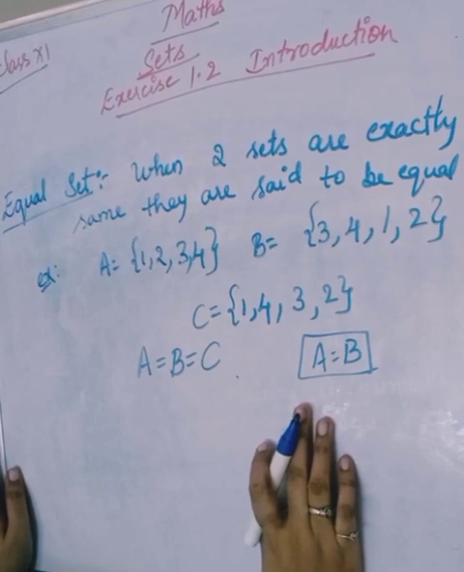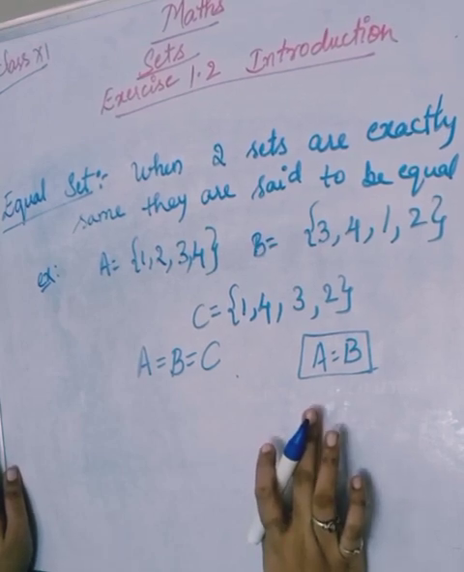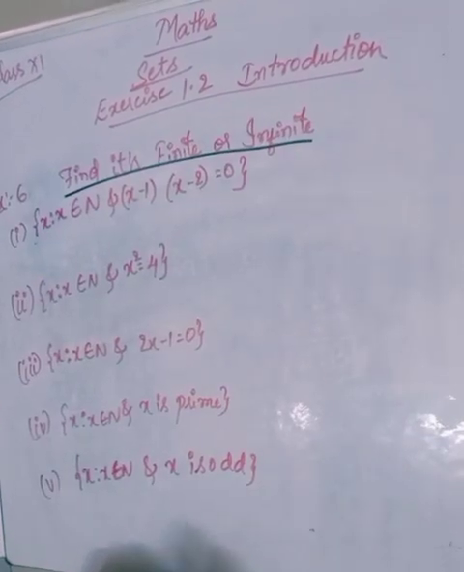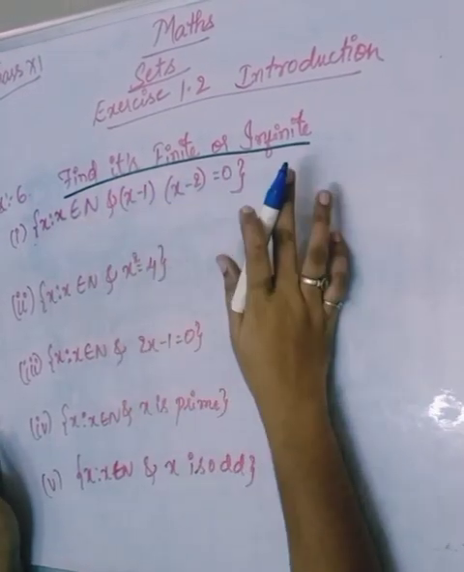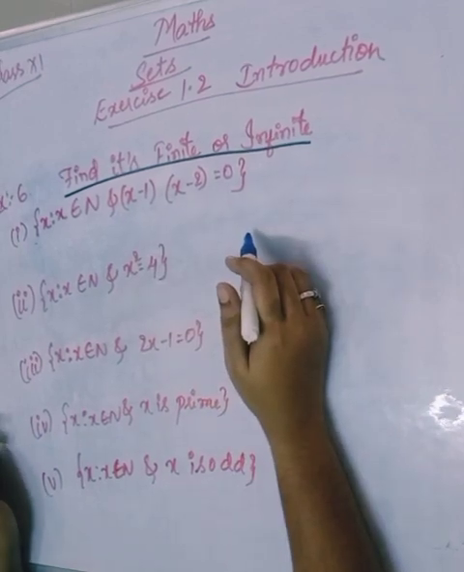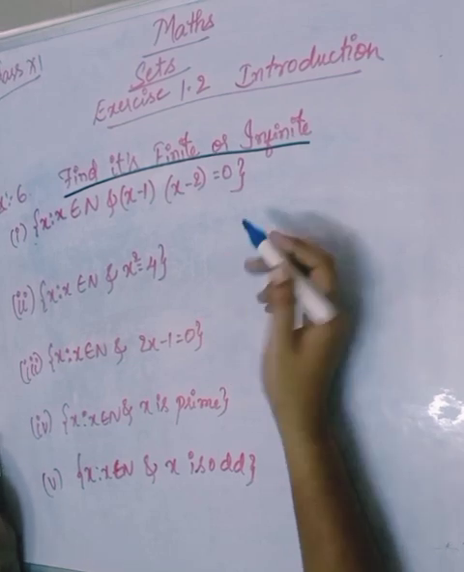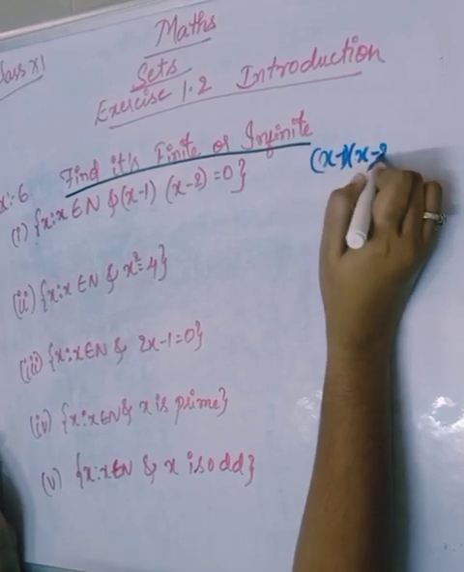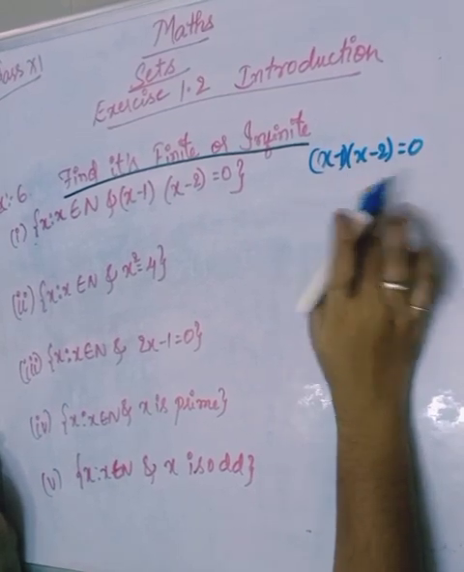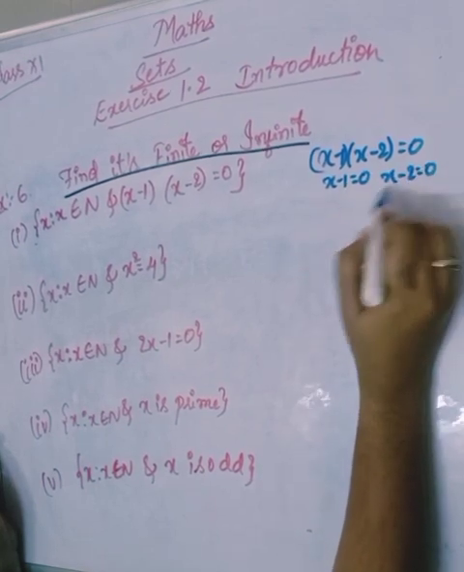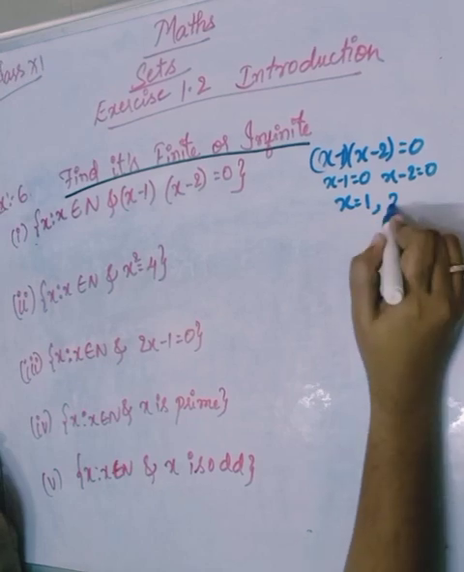Now we will see the examples. Last time I stopped at example 5. Now I'll start with example 6. Okay, here we have an example. Example 6: find whether it's finite or infinite. First one, we have {x : x belongs to N, where (x minus 1)(x minus 2) is equal to 0}. Let's solve this. If we take x minus 1 is equal to 0 and x minus 2 is equal to 0, we will get x is equal to 1 and x is equal to 2.